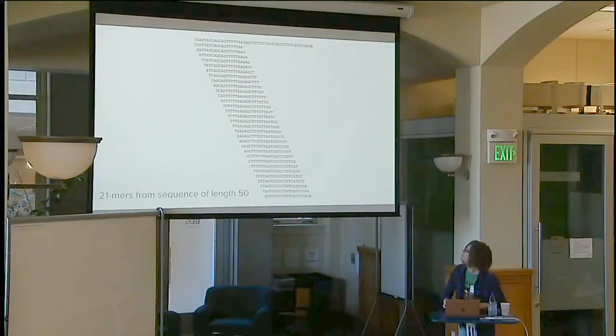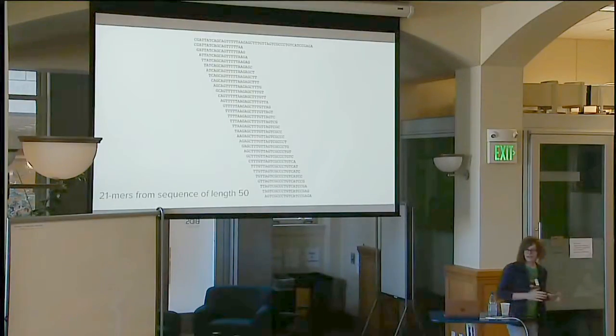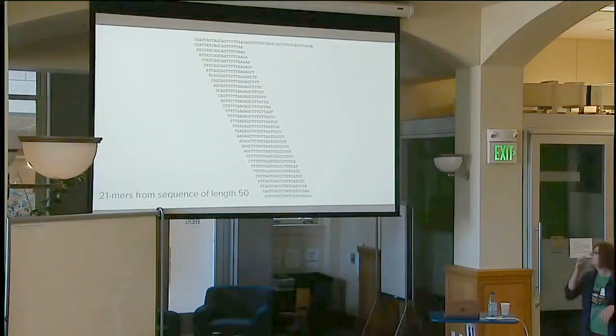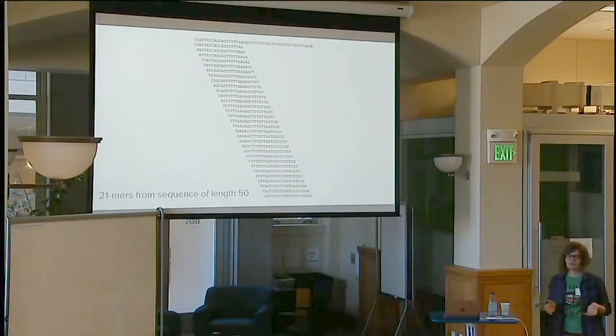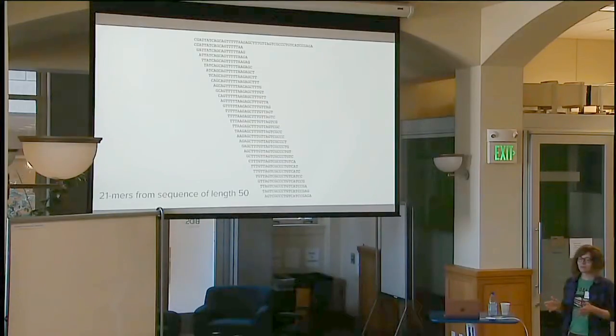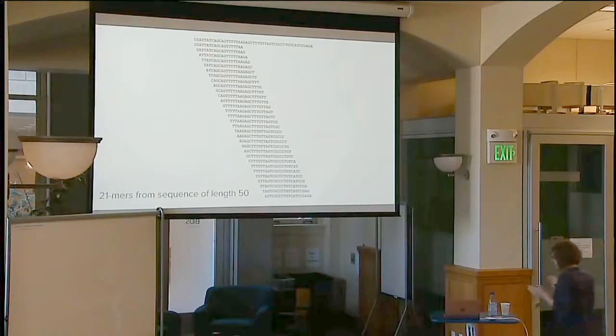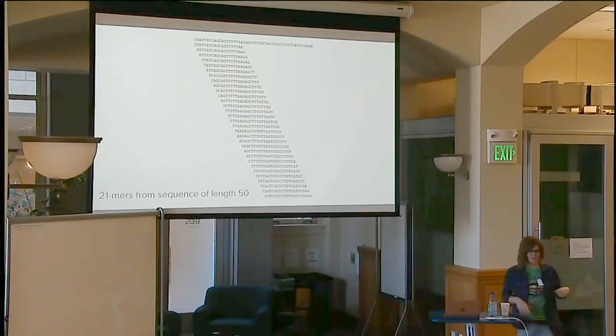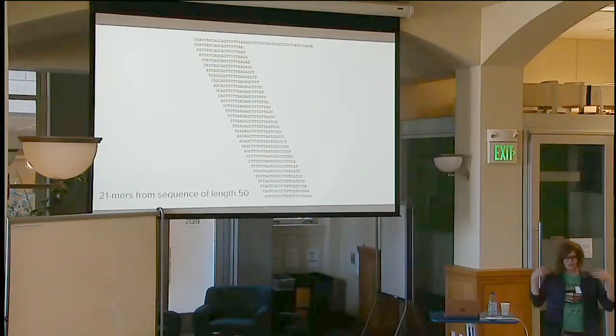And so, for example, for DNA, if I had a sequence of length 50, this would be all of the 21-mers from that, right? So really all you have to do to get the k-mers, as we call them, from this sequence is iterate a sliding window down the sequence. And what this means is that I can build a de Bruijn graph by just iterating through every sequence, breaking it into k-mers and sticking them in a bag, right?